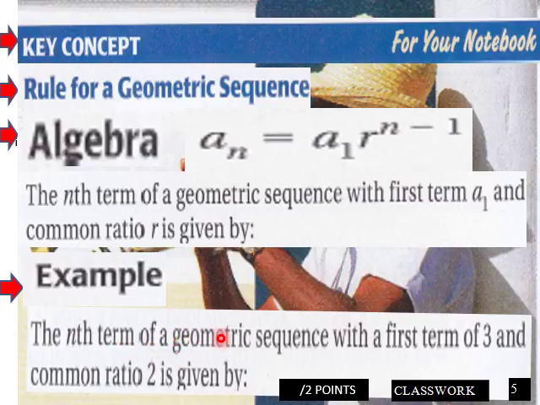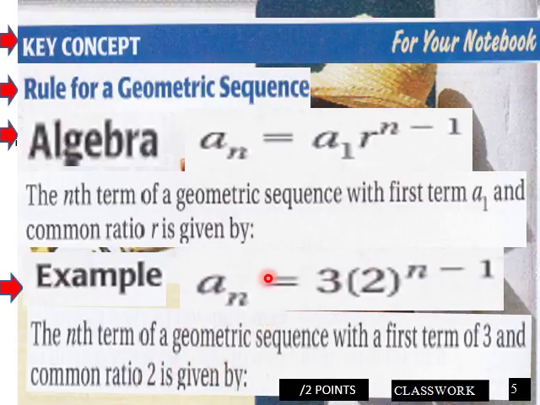Example: the nth term of a geometric sequence with a first term of 3 and a common ratio of 2 is given by this. So we have a first term of 3, this is a1, and then the common ratio is 2, which is r, and then n minus 1 here.